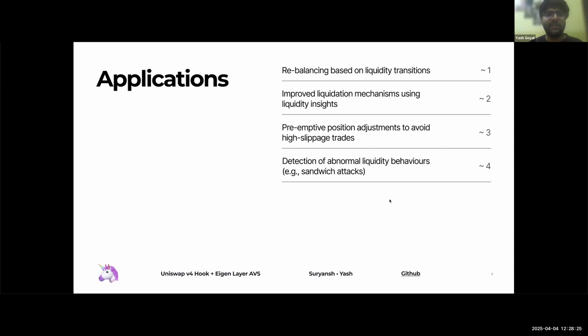So possible applications, what could be the possible applications of this idea? One of them could be rebalancing of liquidity positions in Uniswap pools. Another one could be detection of abnormal liquidity behaviors and various types of attacks, such as sandwich attacks. Another could be, let's say, detecting early liquidations in a lending and borrowing market.